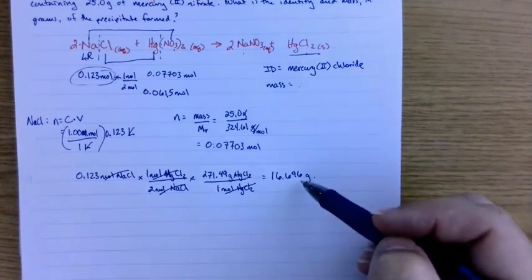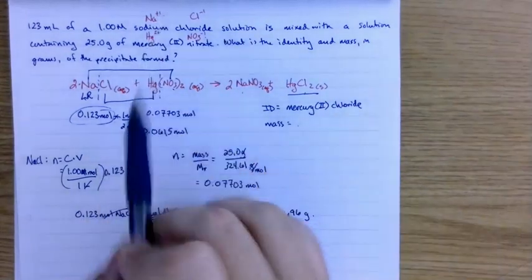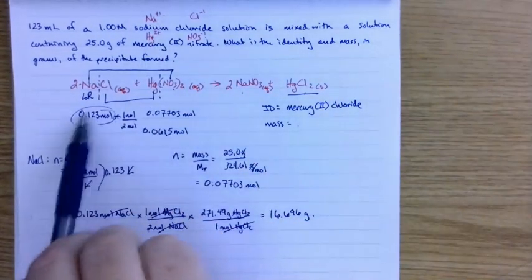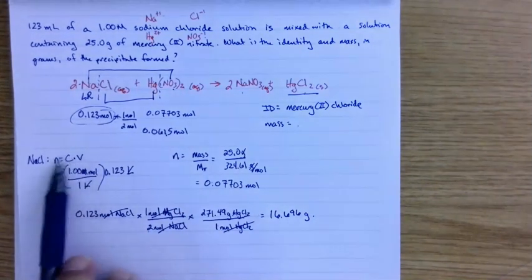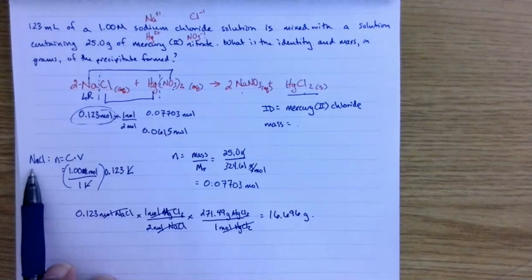Okay, so the last thing I need to do for this part of the problem is to consider significant figures. All right, if I look in the problem, I want to look for, I used this number. This number came from the concentration and volume of sodium chloride.